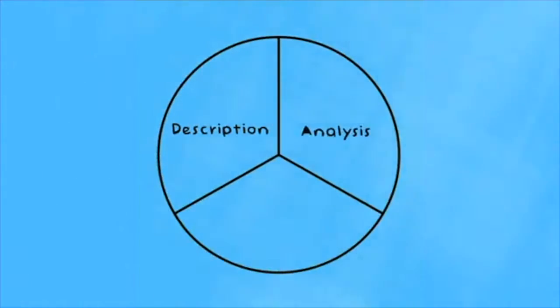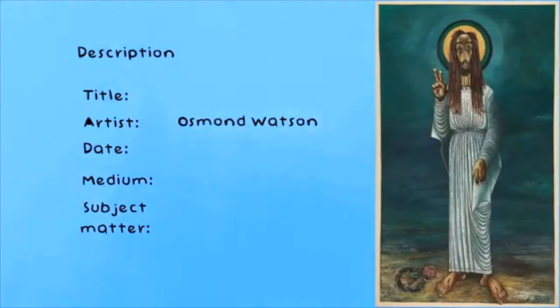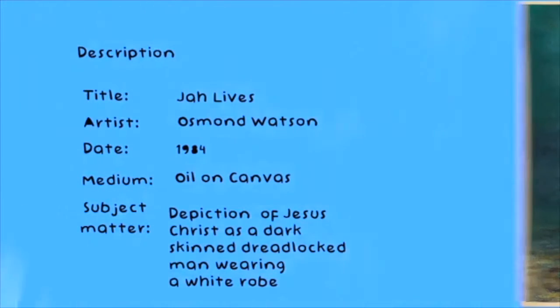Your information needs to be organized into 3 sections: a description, an analysis, and an evaluation. Your description identifies the artwork. It tells you the title of the work, the name of the artist, the date, the medium that was used to create it, and the subject matter. This artwork is done by Osmond Watson and it's called Jallives, done in 1984. It's an oil on canvas painting and its subject matter is a depiction of Jesus Christ as a dark-skinned, dreadlocked man wearing a white robe.